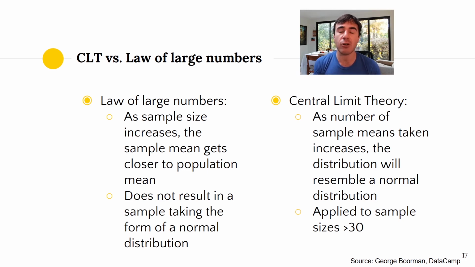Well, with the central limit theorem, what you're saying is if you take the sample averages of your samples, the distribution of your sample averages is going to resemble a normal distribution. Okay, so that is the key difference: we're looking at the distribution of your sample averages. And number 2, this really only applies when sample size is greater than 30.